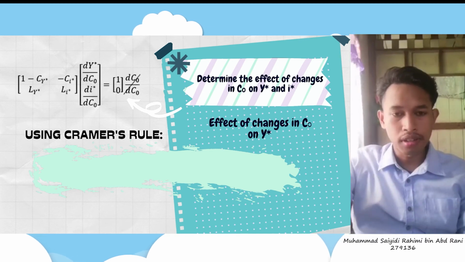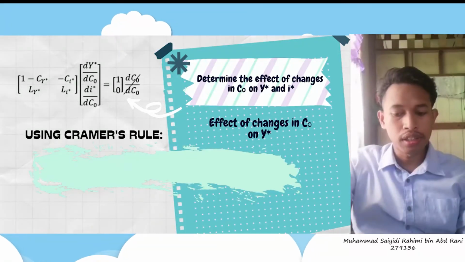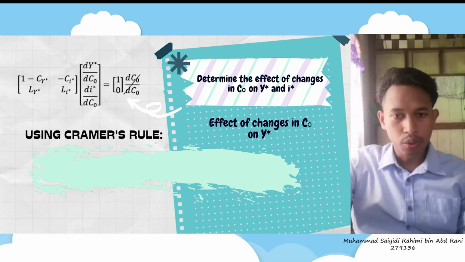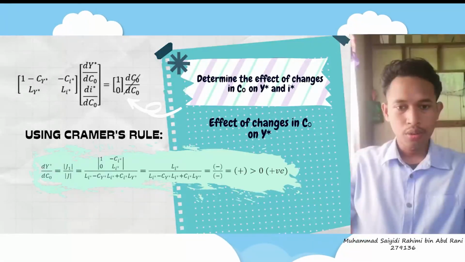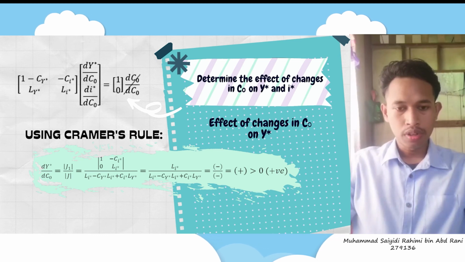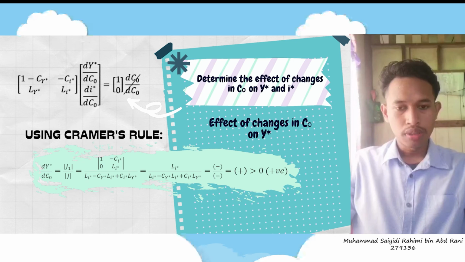After we get the answer in matrix form, which is Jx equal to B, we need to use Cramer's rule to find the changes in exogenous C null on Y star and I star. For changes of C null on Y star, we need to use dY star over dC null. dY star refers to J1, while dC null refers to J.